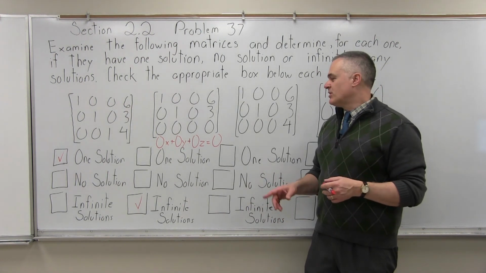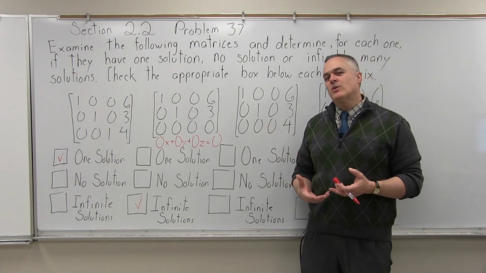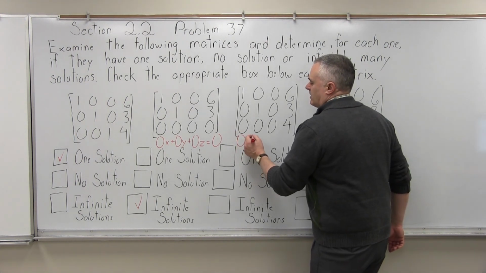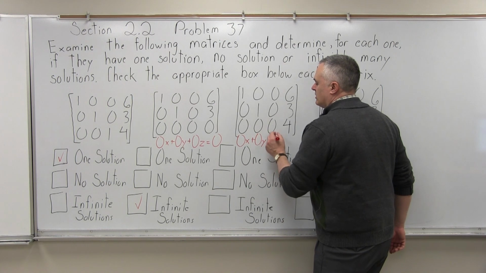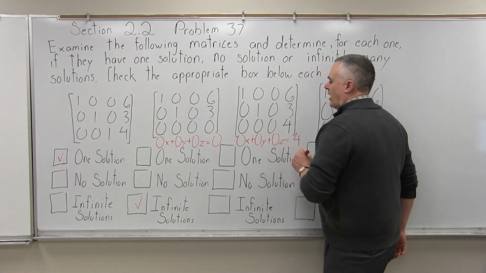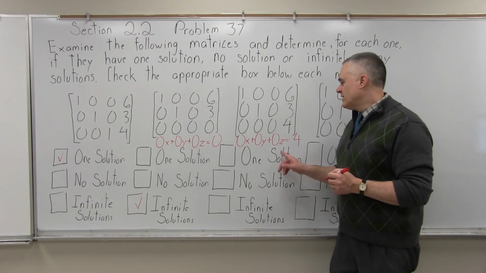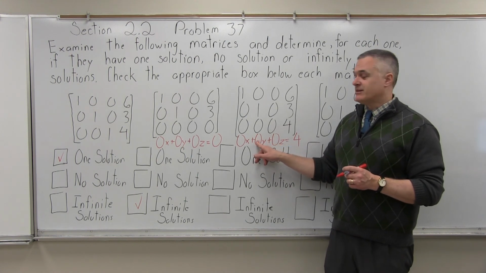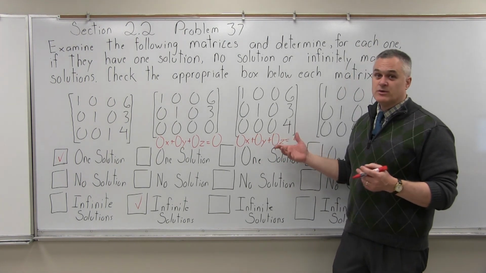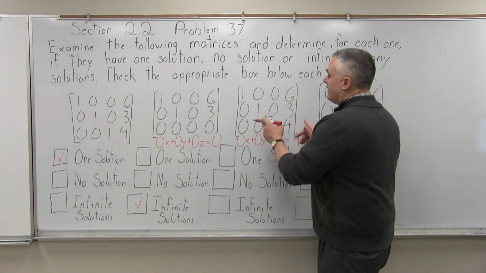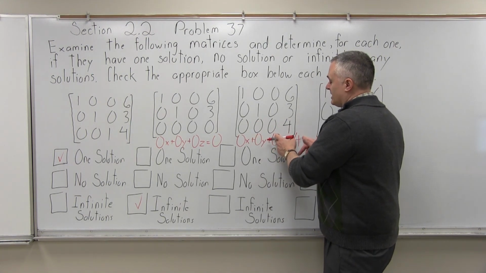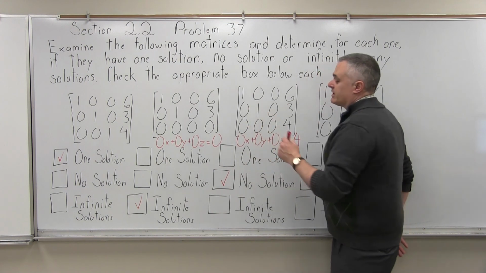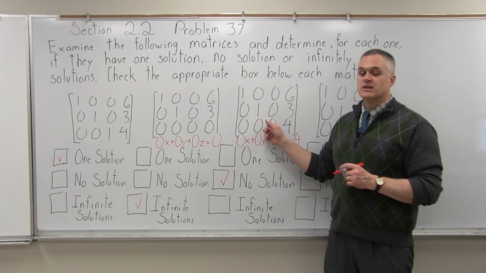Which one is it? If you're not sure, look at that bottom row and ask yourself, what equation is that bottom row representing? It is representing the equation 0x plus 0y plus 0z equals 4. Can that ever be true for any value of x, y, and z? No. No matter what you put in for x, y, and z, because they're getting multiplied times 0, you're going to get the equation 0 equals 4. That's just not true. 0 does not equal 4. There are no values of x, y, and z that are ever going to make 0 equal to 4. So of my options, one solution, no solution, infinitely many solutions, the correct choice would be no solution. There is no solution for that matrix.